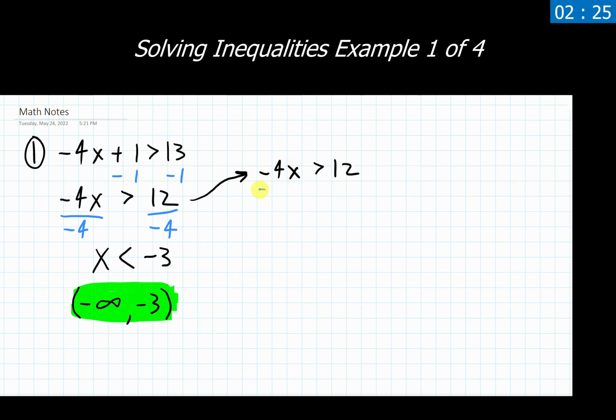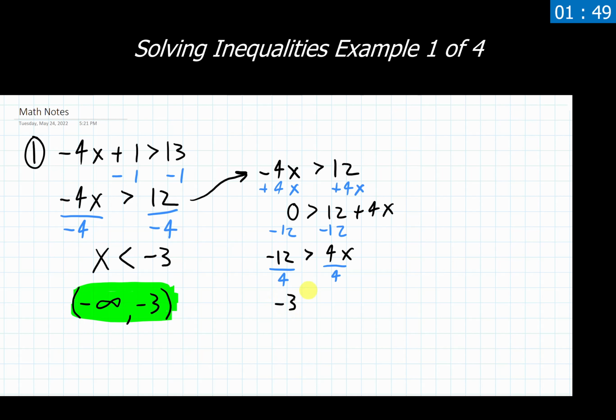I am going to add 4x to both sides of this inequality. We can absolutely do this. We're going to see that it takes a few extra lines to get to our answer, but it is something that we can do with these problems. And now I'm going to subtract 12 from both sides because I want to get the 4x all by itself. So I have negative 12 is greater than or equal to 4x. Now, when I divide by 4 on both sides, I don't need to worry about flipping the inequality at all when I'm doing division. I'm going to get negative 3 is greater than x.